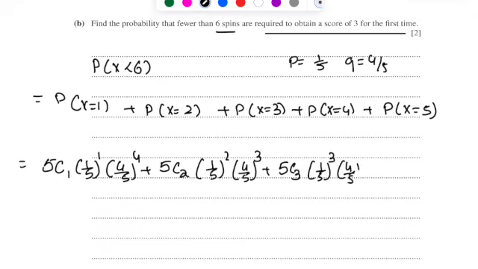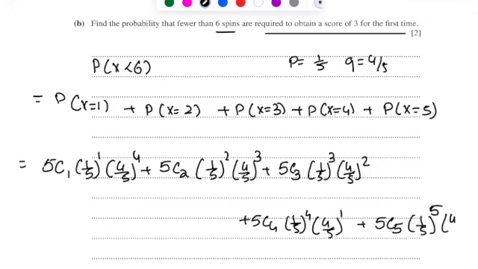4 upon 5 whole to the power of 2. Then it is 5C4, 1 upon 5 whole to the power of 4, 4 upon 5 whole to the power of 1. And 5C5, 1 upon 5 whole to the power of 5, 4 upon 5 whole to the power of 0. Simplify all this, 2101 by 3125, which is going to be 0.672.